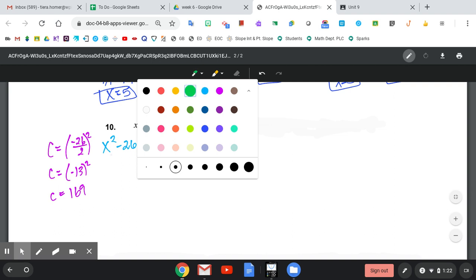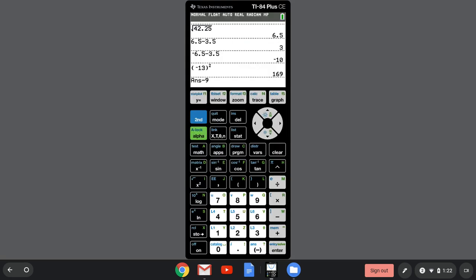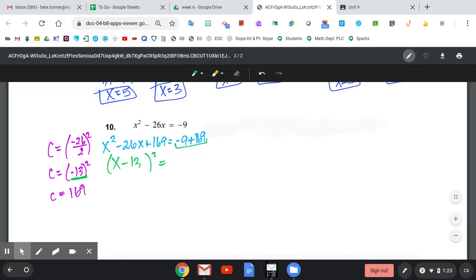Then we get to factor. So factoring over here, our variable is x. What we squared to get our c value is a negative 13, so it's minus 13 in the parentheses. Then on the right, negative 9 plus 169. Again, if that's hard for you to do in your head because you have some positives and some negatives, go ahead and use your calculator. Negative 9 plus 169 gives us 160.